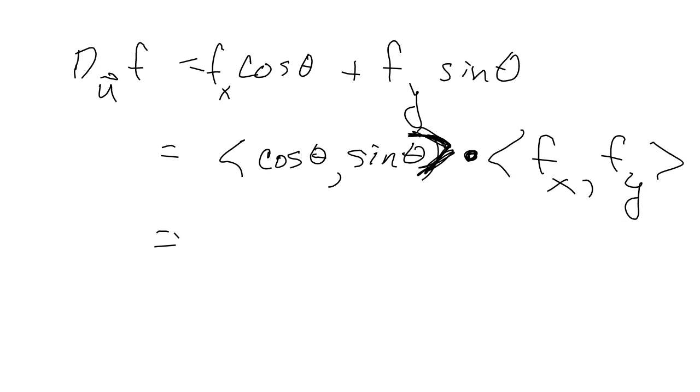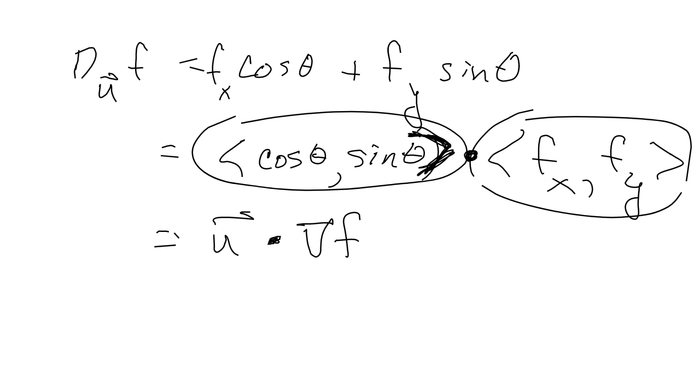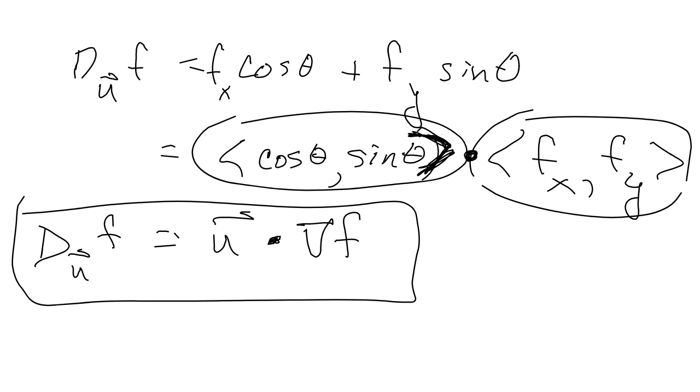Of course, we know that the first one is nothing more than the u vector, right? So that's the u vector right here. And then dot, and then what's this? This is the gradient of f. So this is a very nice formula: the directional derivative of f in the direction of the u vector is simply given by the dot product of the u vector with the grad of f. Very nice result here. This is one that we're definitely going to want to use.